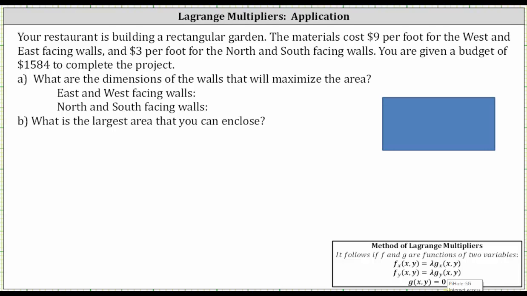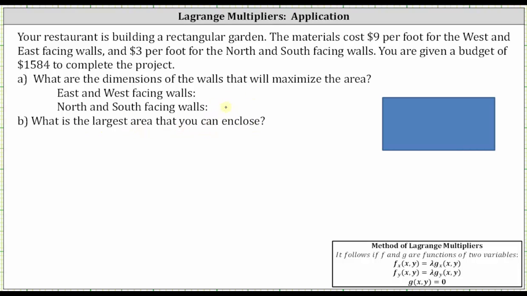Your restaurant is building a rectangular garden. The materials cost $9 per foot for the west and east facing walls and $3 per foot for the north and south facing walls. You are given a budget of $1,584 to complete the project. Part A, what are the dimensions of the walls that will maximize the area? And B, what is the largest area that you can enclose?